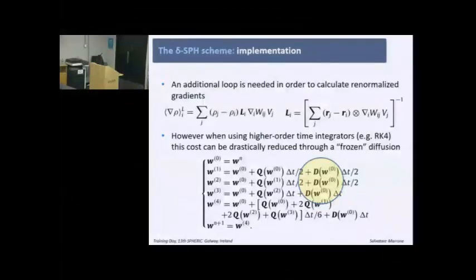This is fourth order, so you need 4 different evaluations of the time derivatives, but for the diffusive term you need just one, at the beginning. This means we are decreasing the time accuracy of our diffusive term, but we are not interested in accurately integrating it. We are just interested in adding diffusion in our scheme. So this works very nicely, and it allows you to reduce the cost of your calculation by at least 50%.